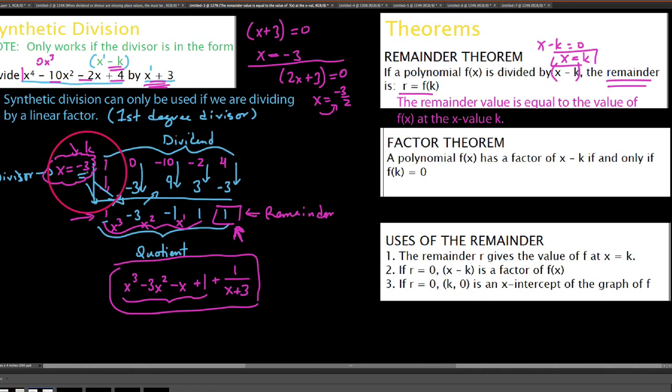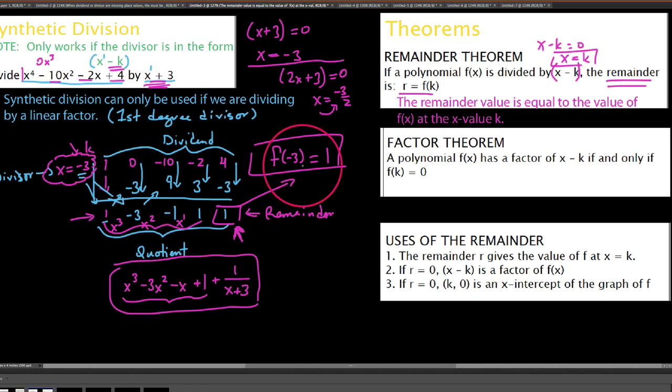If we were to plug negative 3 into the function, f of negative 3, we actually get the remainder value as a y value. And I'll tell you what, that beats the snot out of having to put negative 3 into each of these x's and then go back and simplify and evaluate it.